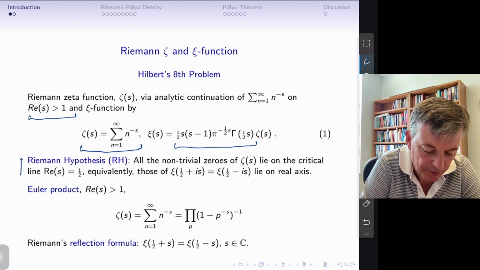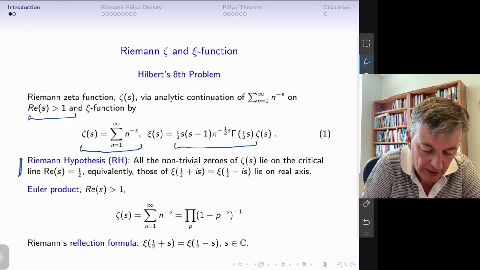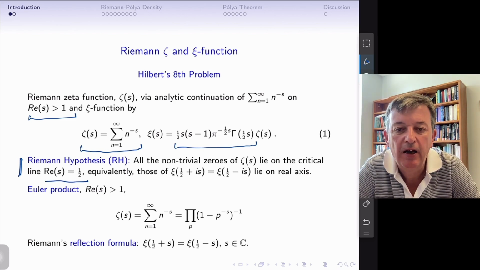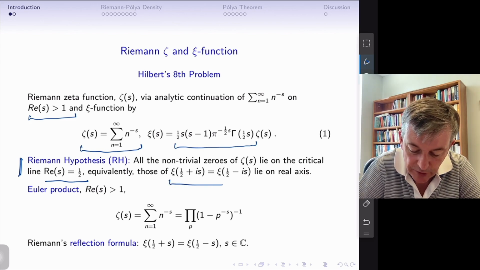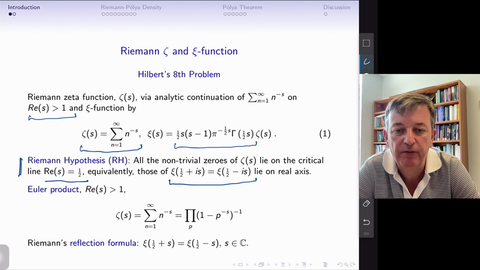And the famous Riemann hypothesis states that all non-trivial zeros of the zeta function, so equivalently of the xi function, lie on the critical line real s equals a half. Or equivalently, those of the xi function evaluated at a half plus is, and by symmetry that's equal to xi of a half minus is, that this function lies on the real axis. Okay, so the Polya approach was to essentially write the xi function as a Fourier transform, and then to look at properties of the real zeros of Fourier transforms. So we'll talk about that.